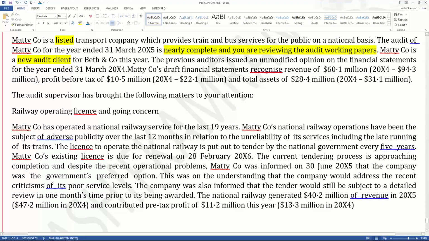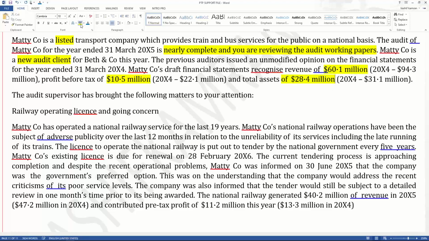The previous auditor issued an unmodified opinion on the financial statements. Let's see which opinion I will be issuing, because this time I am performing the audit. The company's draft financial statements recognize revenue of 60.1 million. I can use the figure of revenue for finding the materiality if needed. The profit before tax of 10.5 million can also be used for finding the materiality wherever possible, and the total assets of 28.4 million.